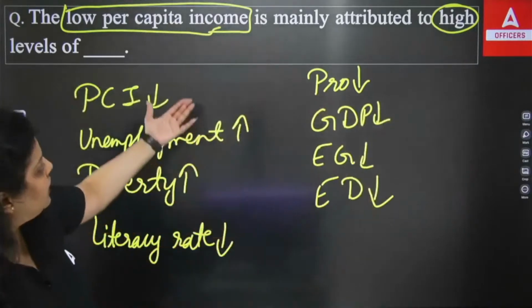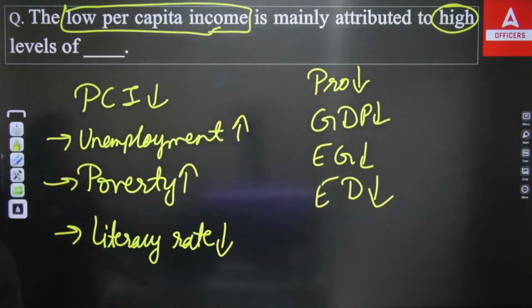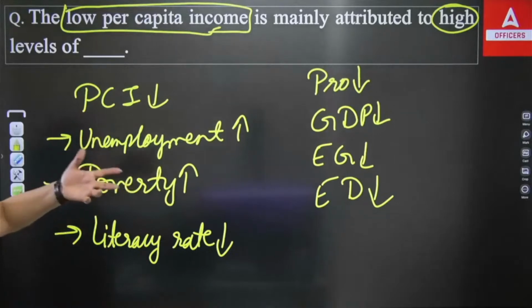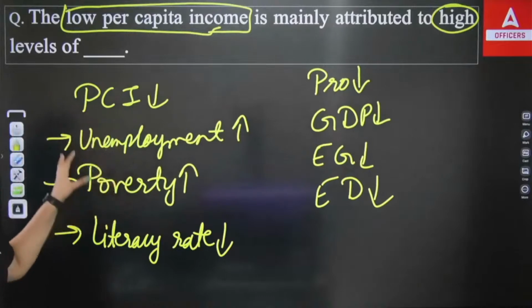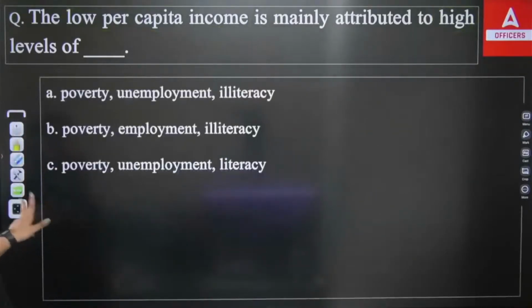So you have to tell what will be high. High will be your unemployment, high will be your poverty, high will be your illiteracy rate. Apart from that, the living standard will also reduce because you do not have money. How can you increase your living standard? So these are the impacts that can be seen because of the low per capita income, and the options in front of you are here.